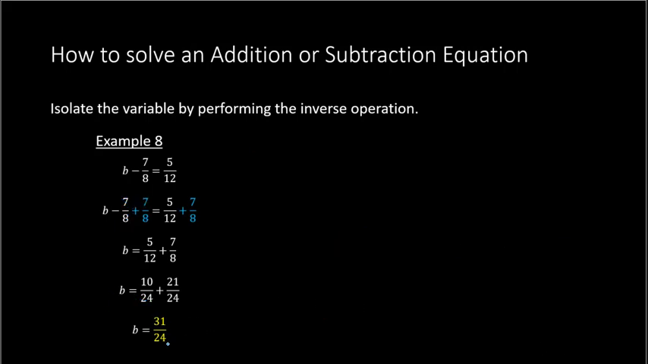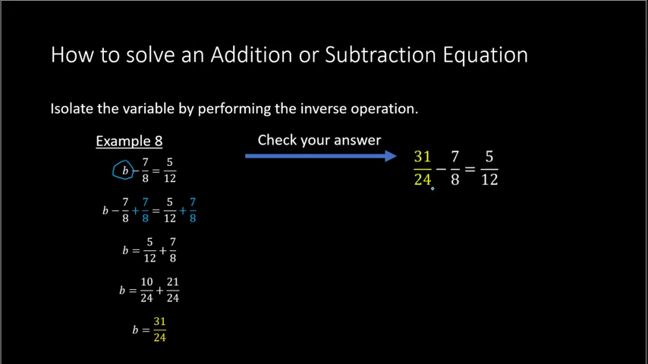And we're going to leave it like this for now. This is our answer. We could write this as a mixed number. But when you check your answer, it's going to be helpful to plug it in with this instead of a mixed number. So if you plug 31/24 in for b, we can check our answer to see if we got it correct. And we have 31/24 minus 7/8 equals 5/12.